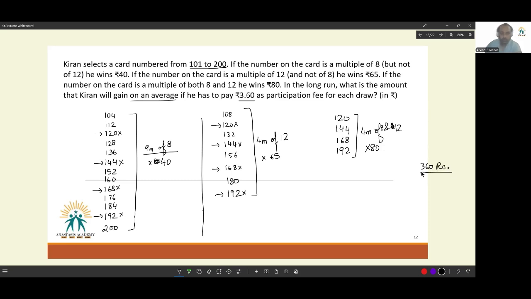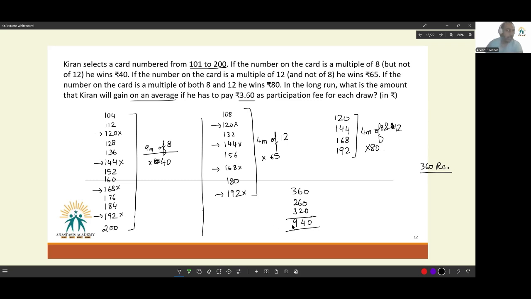For 100 throws, if all the outcomes are equally likely, his total cost will be 360 rupees. And his earnings will be 9 into 40, which is 360, 4 into 65, which is 260, and 4 into 80, which is 320. His earning will be 940.